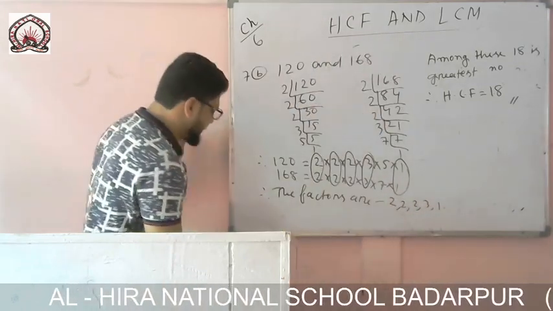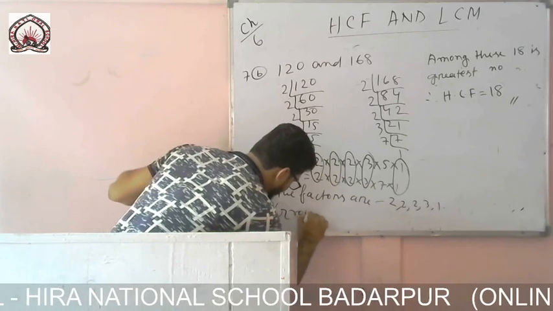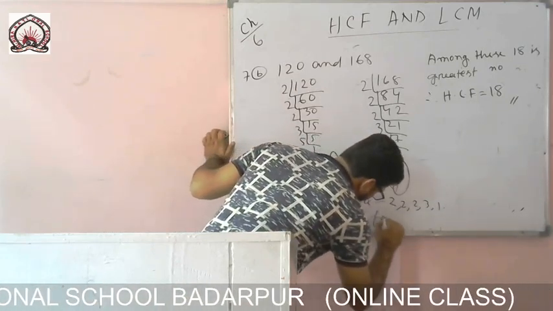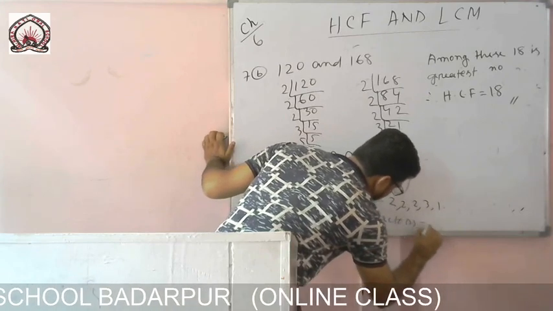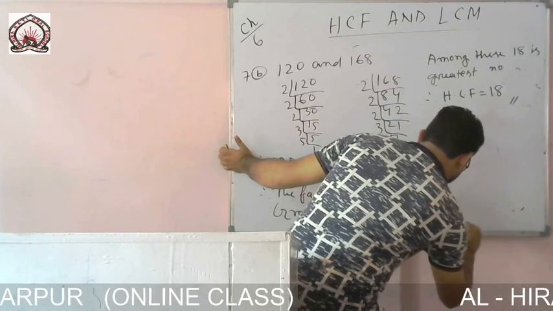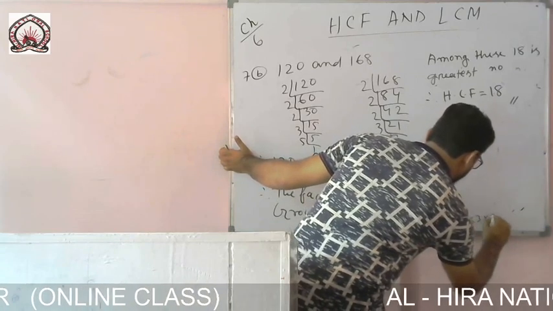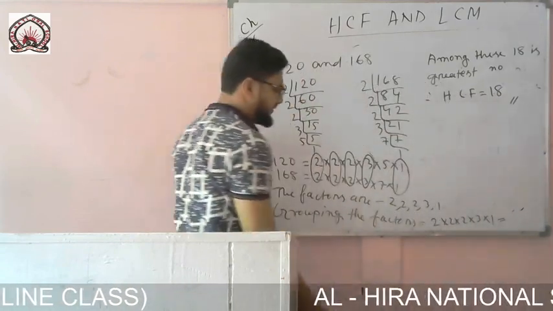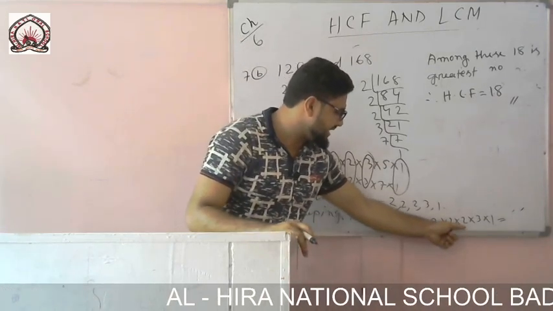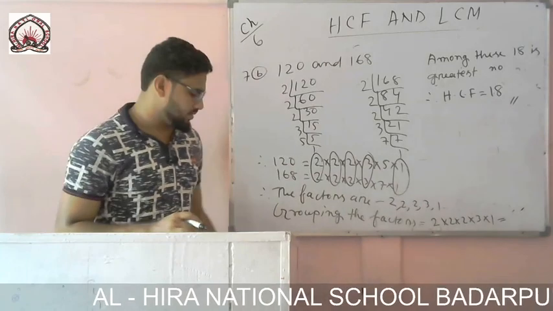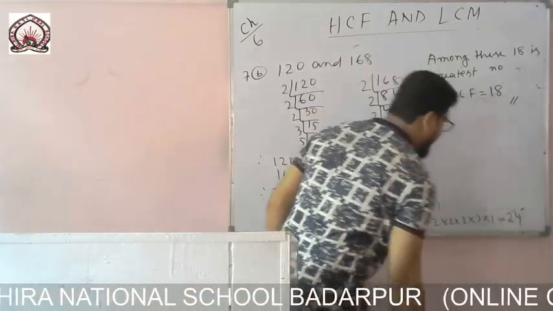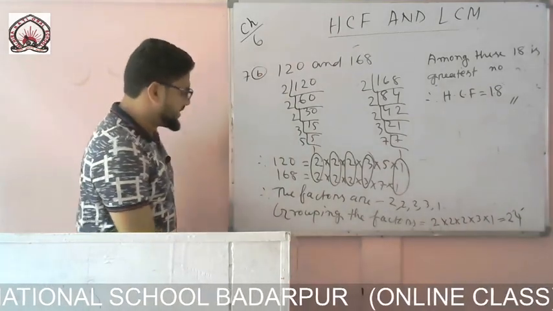Now group these factors. Grouping the factors, what will we get? 2 into 2 into 2 into 3 into 1. We check: 2 twos are 4, 4 twos are 8, 8 threes are 24, and 24 ones are 24. We'll get 24. So write here one line.